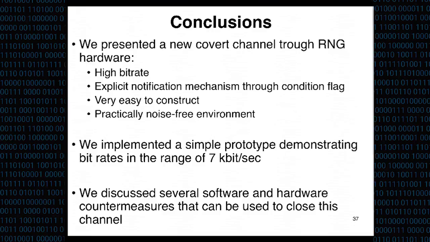Second question: you are assuming that the process that is asking for random numbers is using the same processor? No, that can be a different core. Trojan runs on one core, Spy runs on another core. They're on the same processor, on the same chip, on different cores.